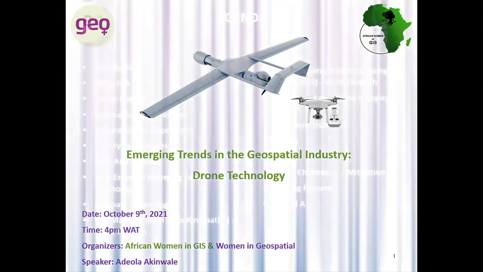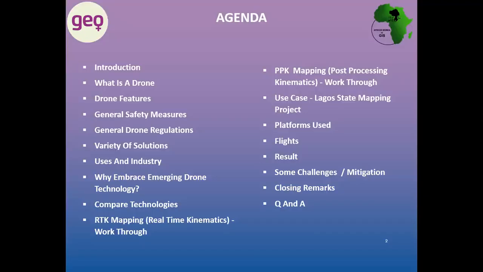Today, I'm just going to run us through the agenda. We're going to have an introduction done already about MapsGEO, so I'm just going to skip that. I'm going to talk about what a drone is, features, safety measures, general drone regulation, a variety of solutions, uses and industry, why embrace emerging technology, comparing technologies, and articulating respect to those of us in the spatial industry. RTK stands for real-time kinematics, and PPK mapping is post-processing kinematics.